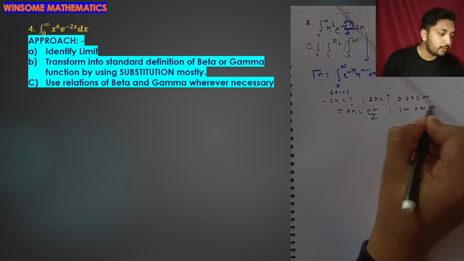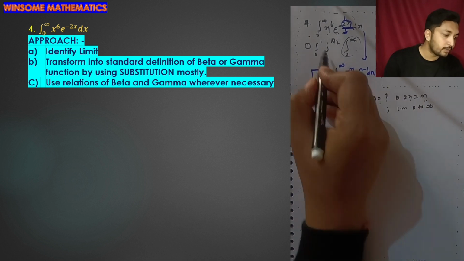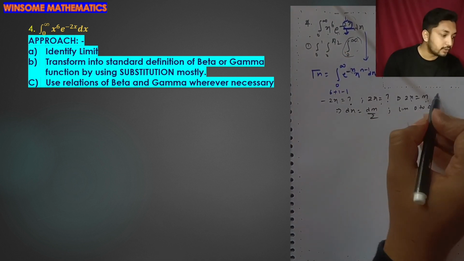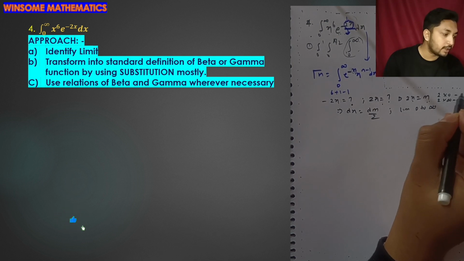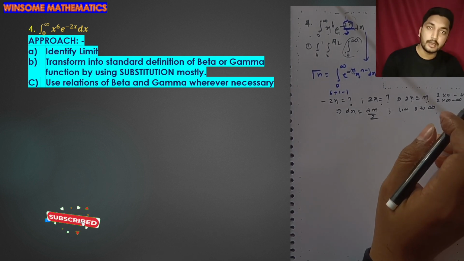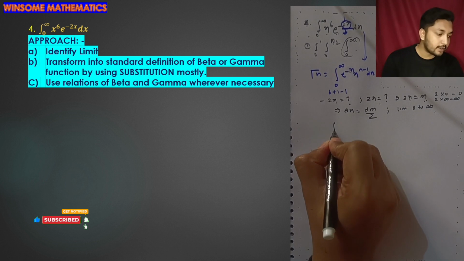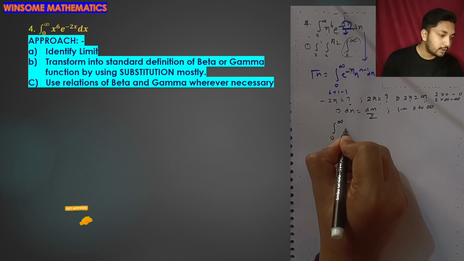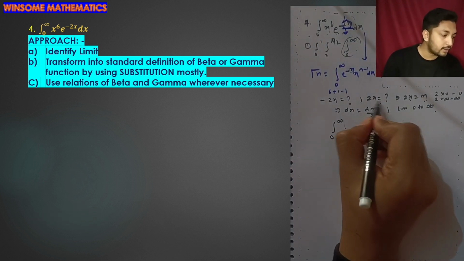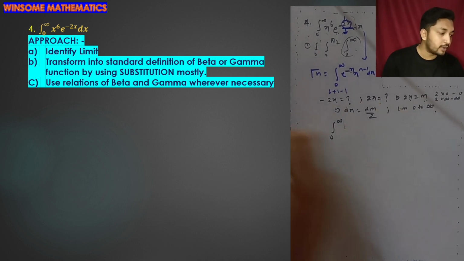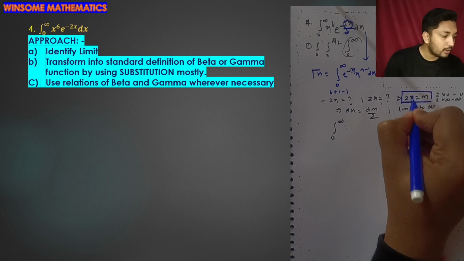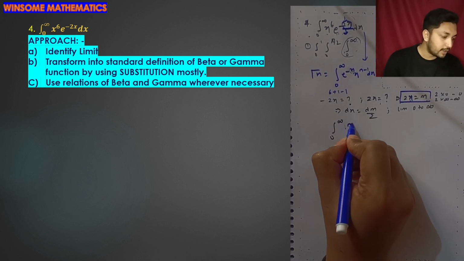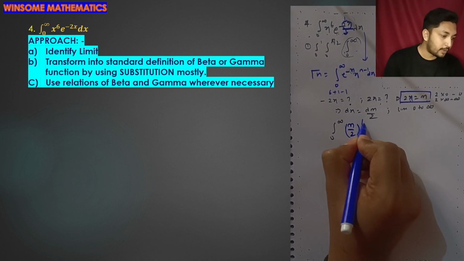0 to infinity. Why? Because when x is equal to 0, m is equal to 2 into 0, which is also 0, and 2 into infinity is also infinity. So the limit is 0 to infinity. Clear? So now we can write this integration from 0 to infinity, and from this relation we find x is equal to m upon 2. So this is very clear, m upon 2, and this is to the power 6.